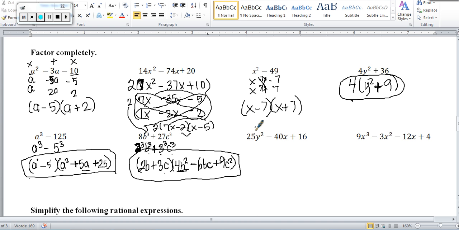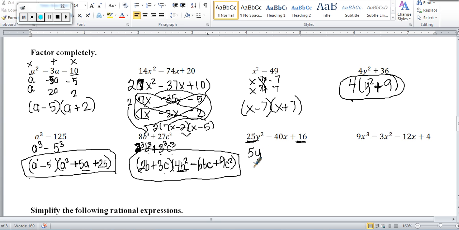Here we have another trinomial, and the numbers are big. So first we're going to see if we can factor something out. 25 and 40 have something in common, but they don't have something in common with 16. So we can't factor anything out. Now we're going to look at our trinomial, and we're going to see if the front ones and the back ones are perfect squares. And they are. So we're going to see if it's a perfect square trinomial.